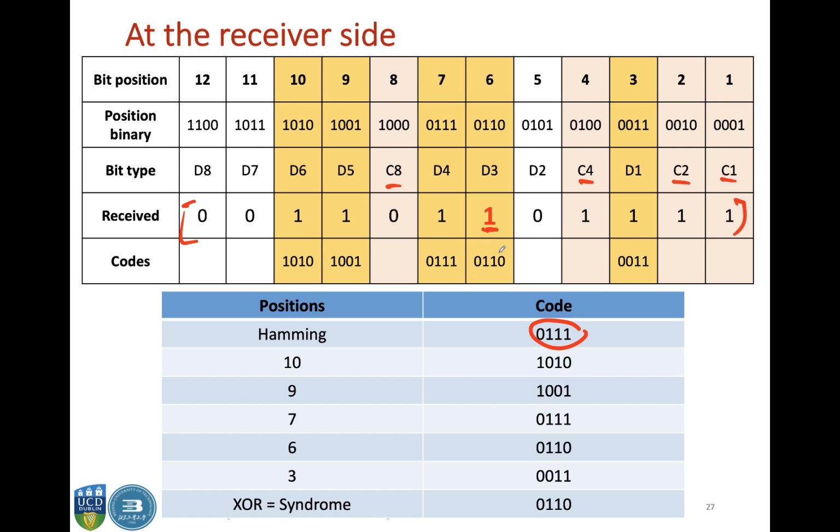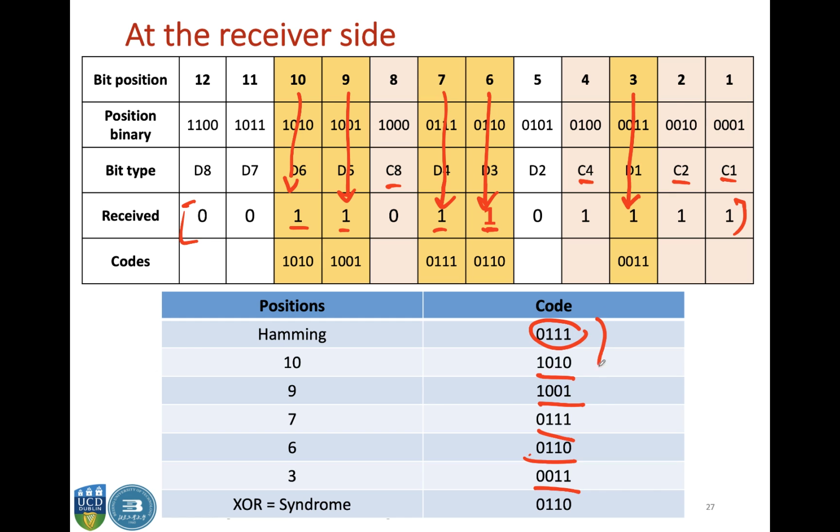Then we look into the received frame and collect the positions where it is 1. It is 1 in the 10th position, so we have 1 0 1 0 here. We have 1 in the 9th position, so we have this. We have 1 in the 7th position, so we have this. We have a 1 in the 6th position. This was originally 0, but after reception it is in error, so we are counting this. And then we have 1 in the 3rd position here.